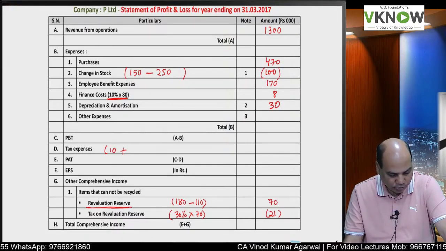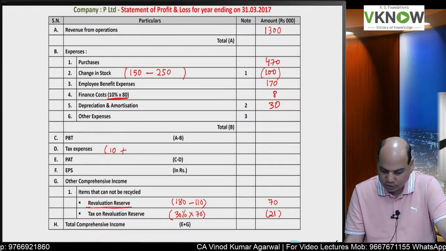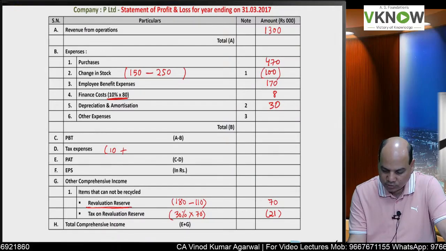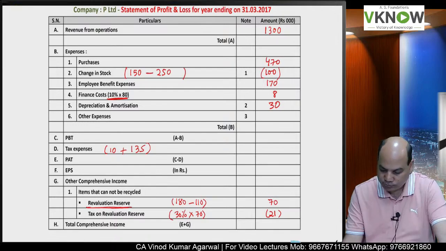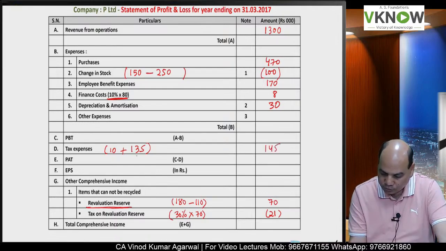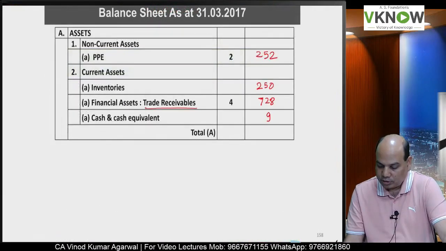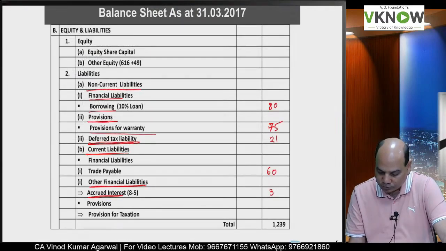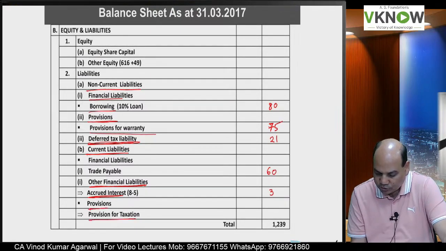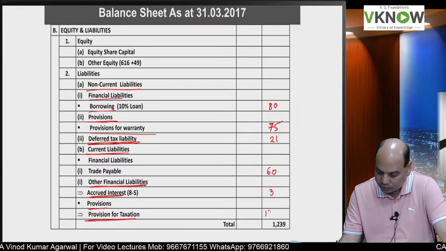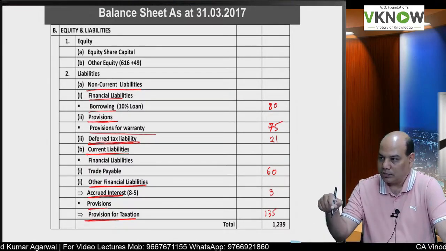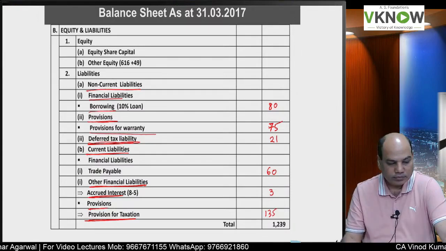Adjustment number 3 is not required. No purchase or sale of non-current asset. Adjustment number 4, income tax are estimated at 1,35,000. On the screen, P&L account tax expense 10 plus 135. So how much does it come to? 145. And what will you do with this 135, which is not in the trial balance? Balance sheet, current liability, provision for tax. So come to the last item in the balance sheet, provision for tax, 135. 10 is already in the trial balance, so no second effect of 10.